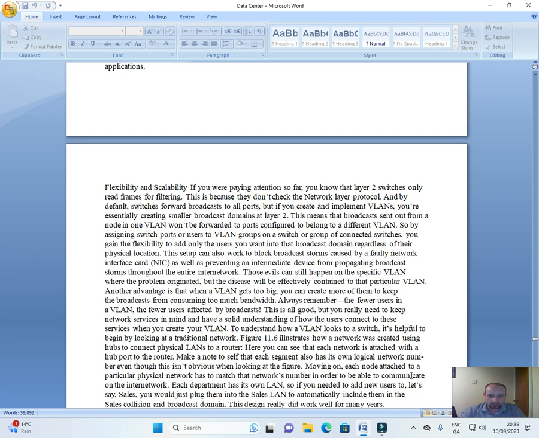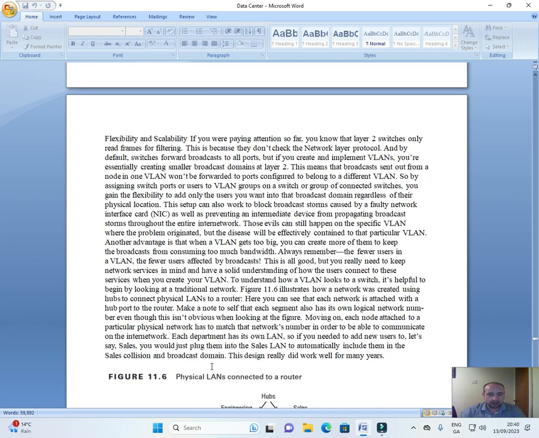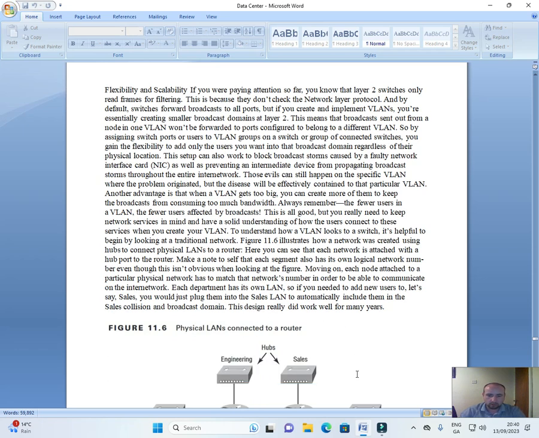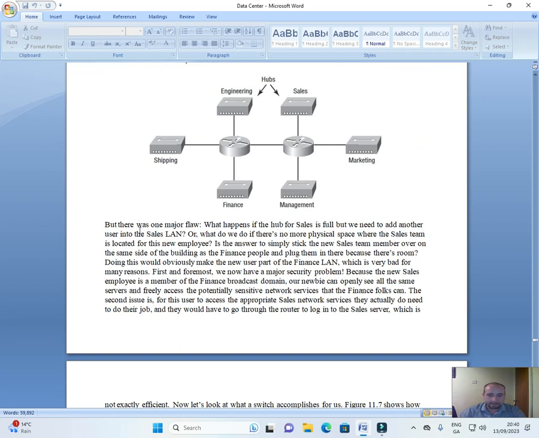Moving on, each node attached to a particular physical network has to match the network number in order to be able to communicate on the internetwork. Each department has its own LAN, so if you need to add new users to, let's say, sales, you would just plug them into the sales LAN and automatically include them in the sales collision and broadcast domain. This design really did work well for many years, but there was one major flaw.